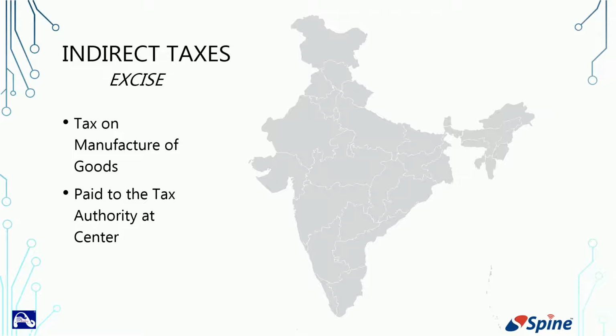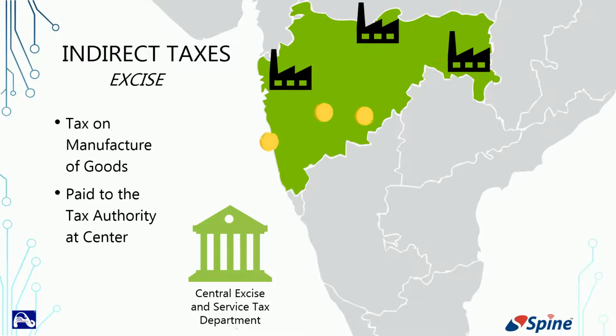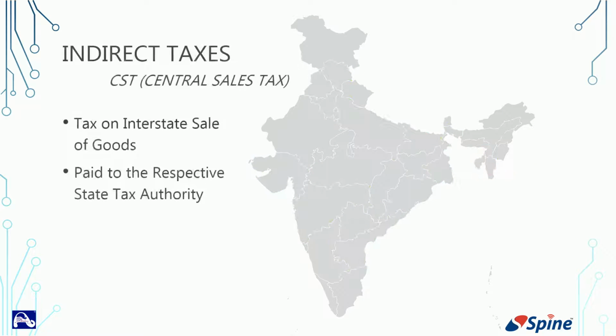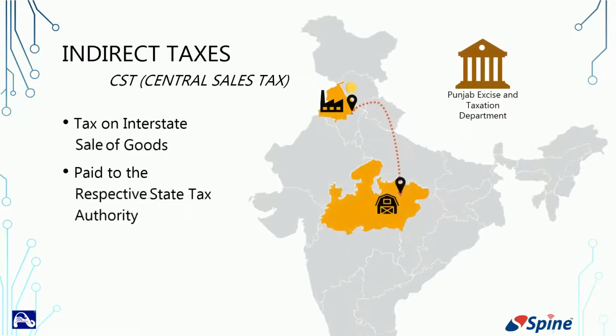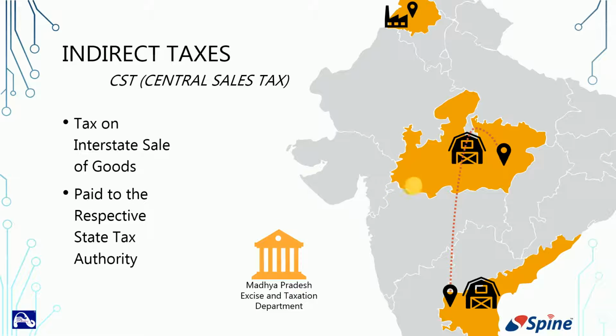So, if you are manufacturing in Punjab, you pay excise to the Central Excise and Service Tax Department. And, if you are manufacturing any good in Maharashtra, you pay excise to the same department at the center. The same holds true if you are manufacturing in any state in India. The tax is always paid to the tax authority at the center. Now, let's consider CST. The central sales tax is levied on the interstate sale of goods, and the tax is paid to the respective state tax authority. So, if you sell from Punjab to MP, then, the tax is paid to the Punjab Excise and Taxation Department. And, if you are selling from MP to AP, tax is paid to the MP Excise and Taxation Department.